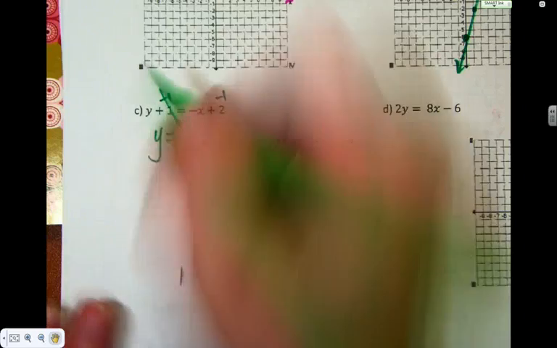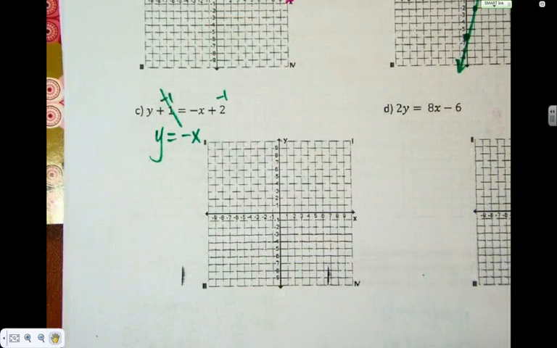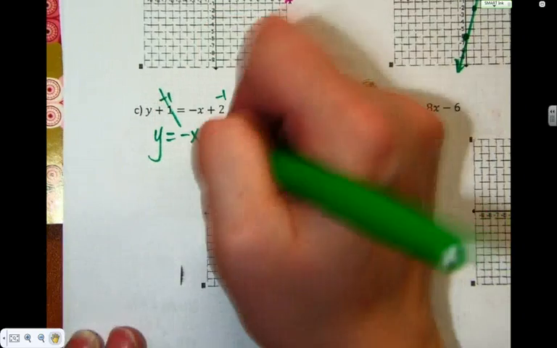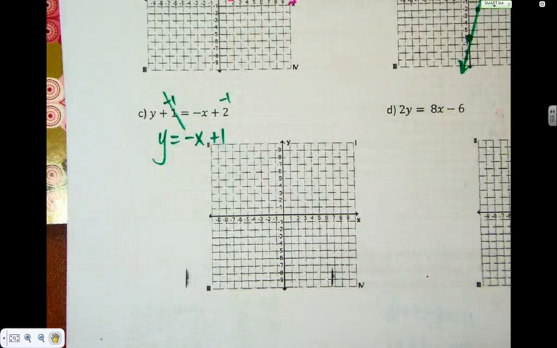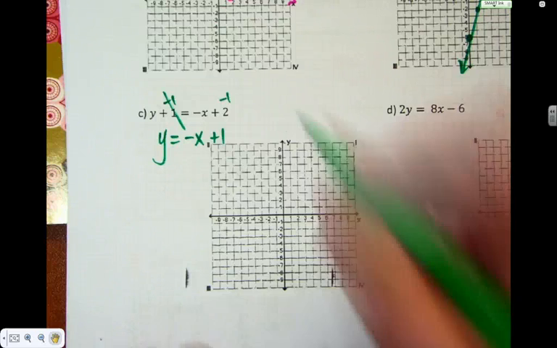So on the right-hand side, I'm going to have that minus x, and then I'm going to have plus 1. If we didn't isolate that y, we would have the wrong y-intercept. That's why it has to be by itself. Okay, where do we start for graphing? Start with the 1. Where does it go? On the y-axis.